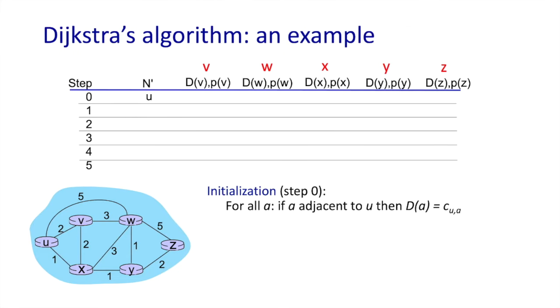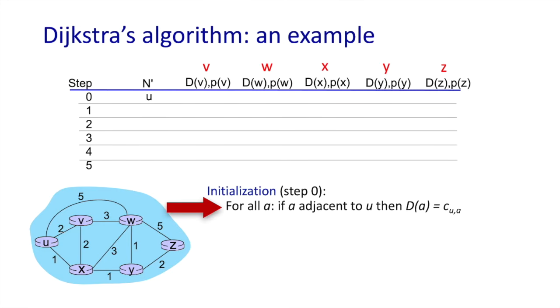On the bottom left here, you see the network on which we want to run Dijkstra's algorithm. There are 6 nodes and the links shown here along with the associated link costs. The source node from which we're going to be computing all the least cost paths is node U on the far left-hand side here. Well, let's start off with the initialization step since that's the easiest.